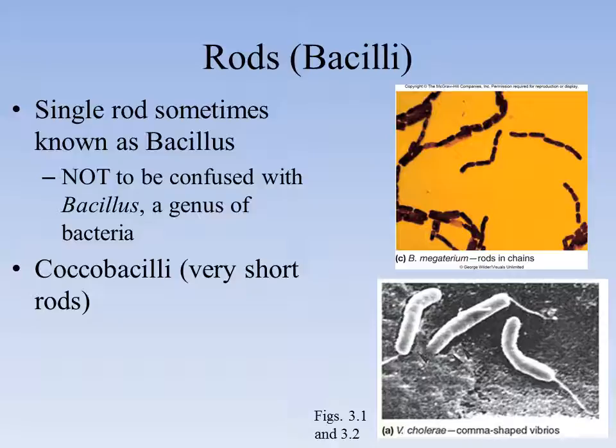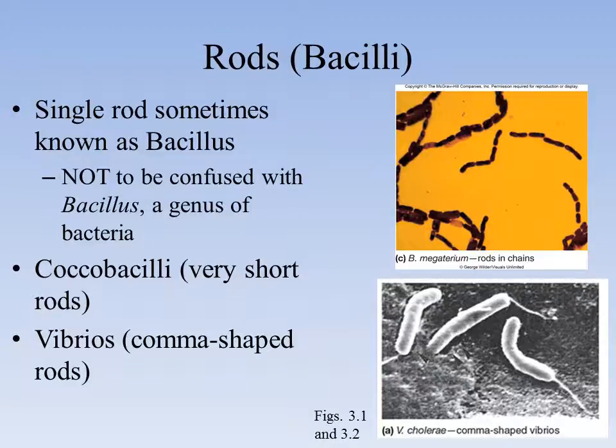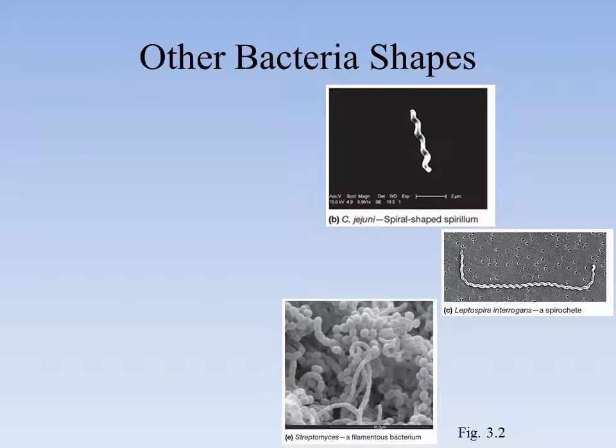We can also have what's known as coccobacilli, which are basically very short rods that sometimes appear as cocci under the microscope. So it can be difficult to distinguish between the two because they're just very, very short rods that can look like cocci. Vibrios are a type of rod, so that's a comma-shaped rod you see in the bottom right here. This is Vibrio cholerae, which causes cholera. Very comma-shaped. So if you ever see a rod that has kind of a curve in it like a comma, that's a Vibrio.